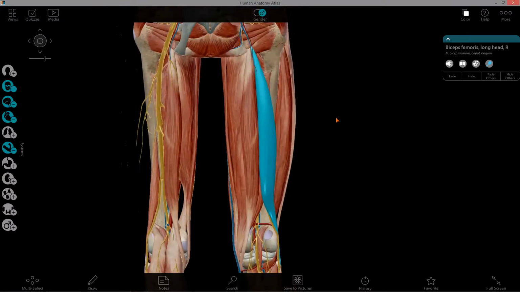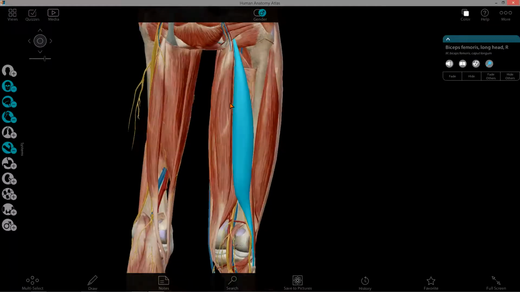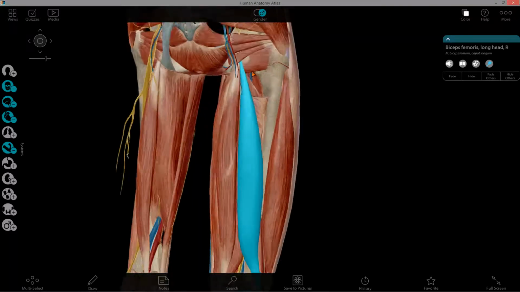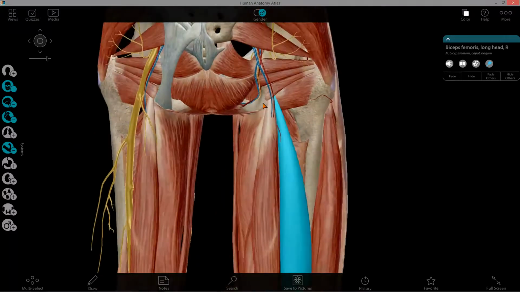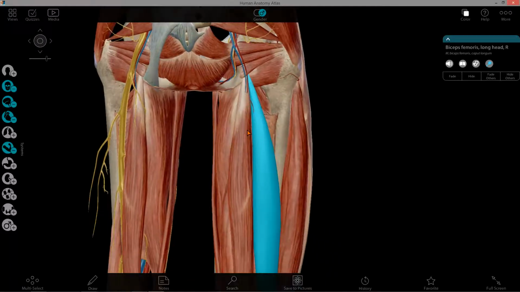I'm going to zoom out and just show us the full length of it. The biceps femoris flexes the leg at the knee joint and extends and laterally rotates the thigh at the hip joint. It has a long head and it has a short head. So here's the long head and here is the short head. Starting with the long head, its proximal attachment is the ischial tuberosity, which I've shown you many times. Here I'm highlighting the ischium. The ischial tuberosity is approximately here, and the biceps femoris long head attaches to that.